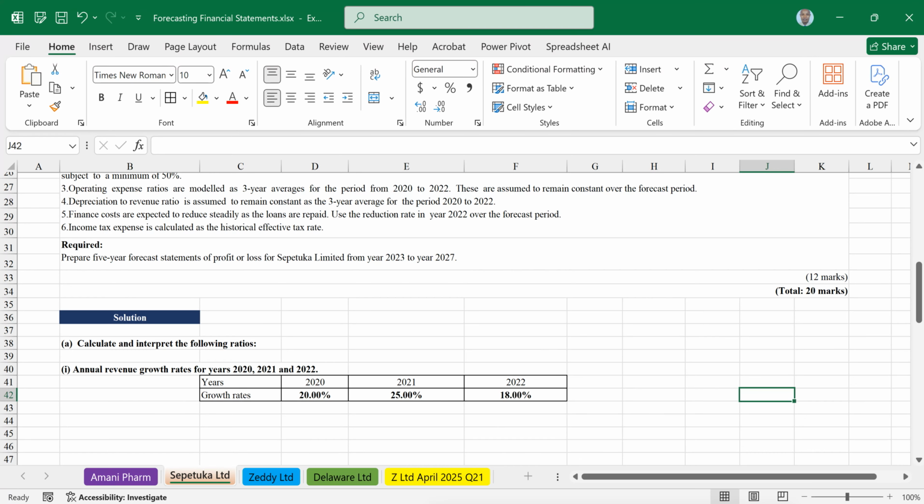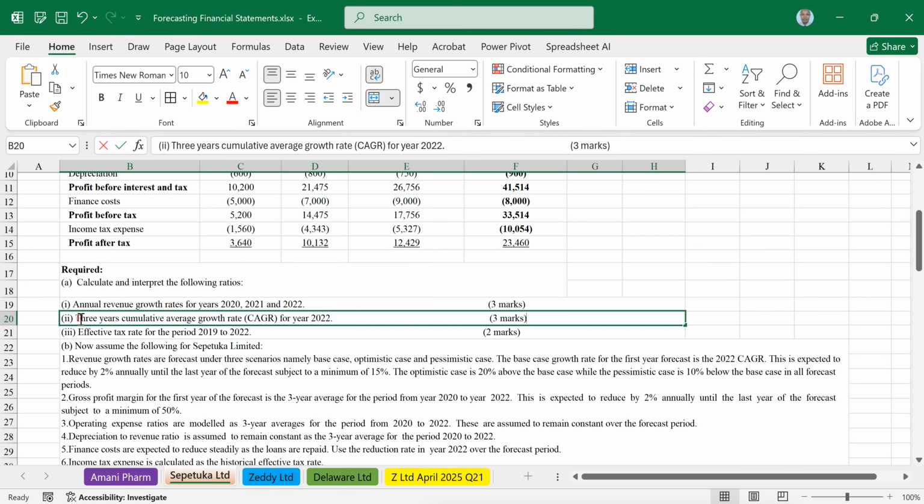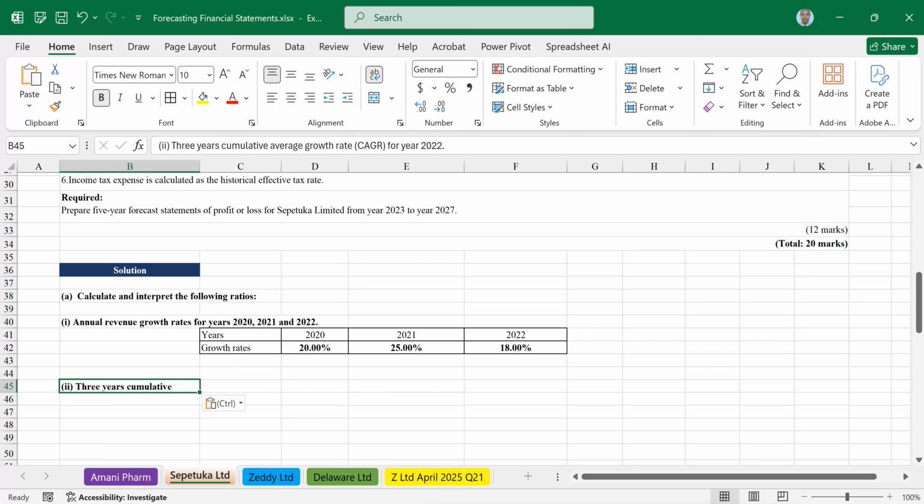Now, Roman 2, they want the 3-year cumulative average growth rate. So 3-year cumulative average growth rate, a CAGR.